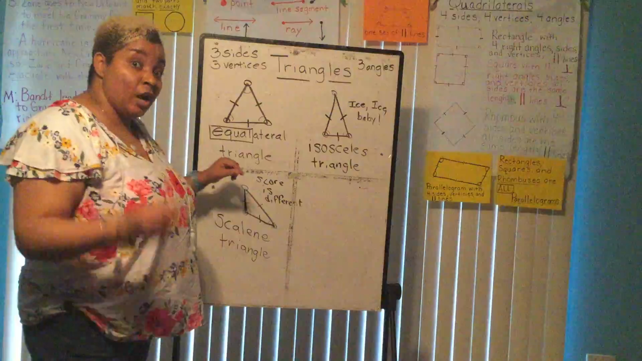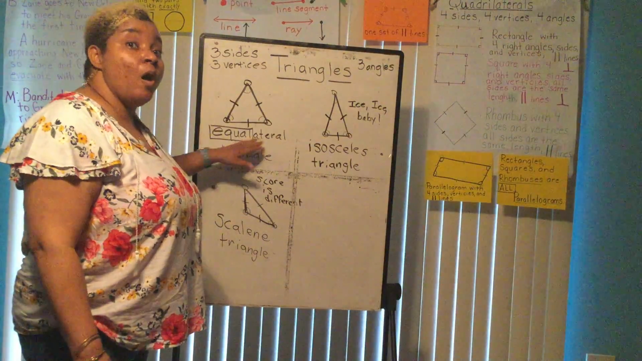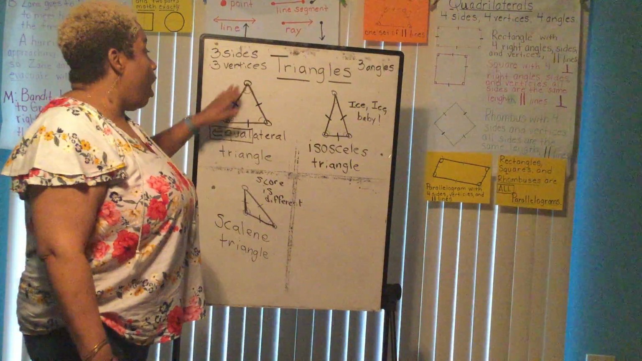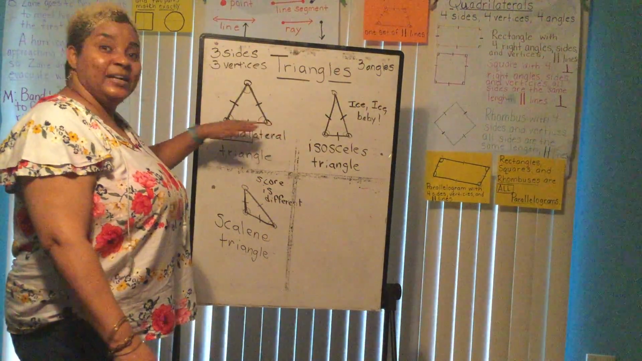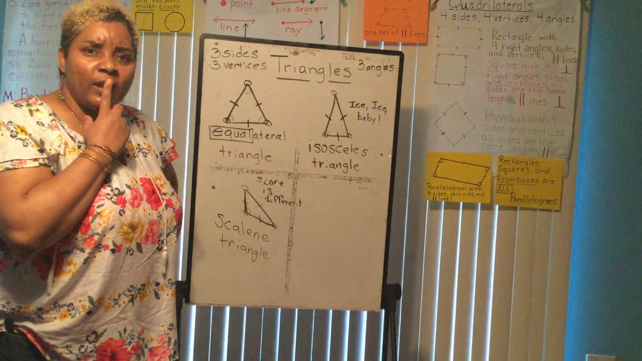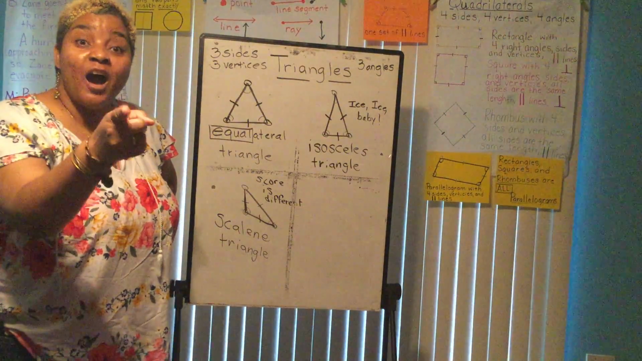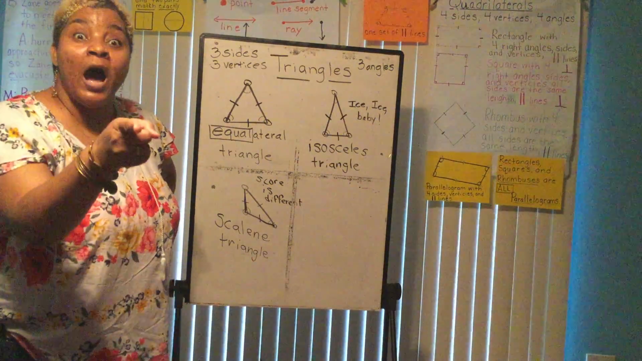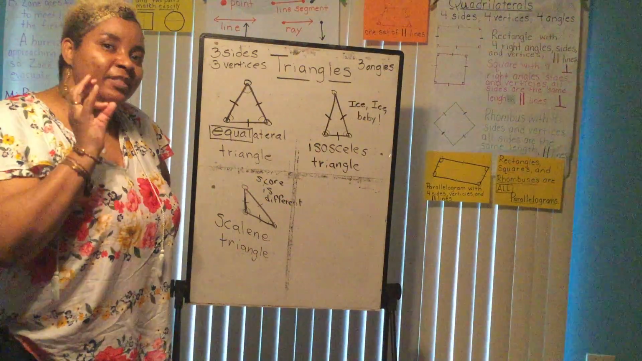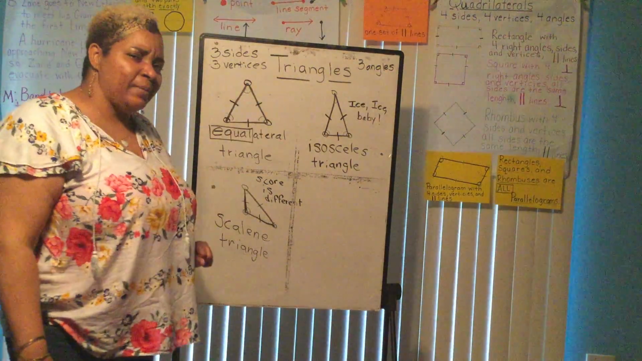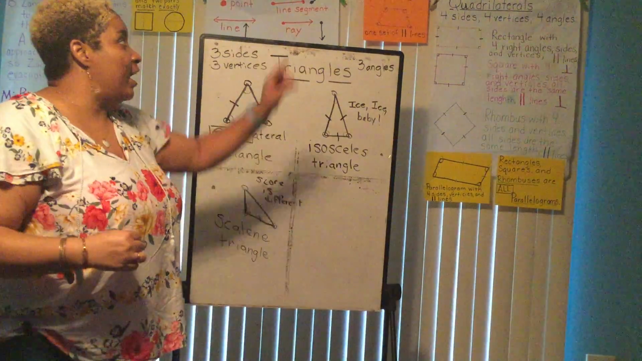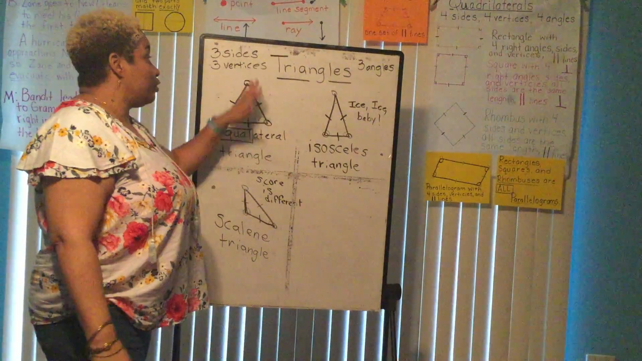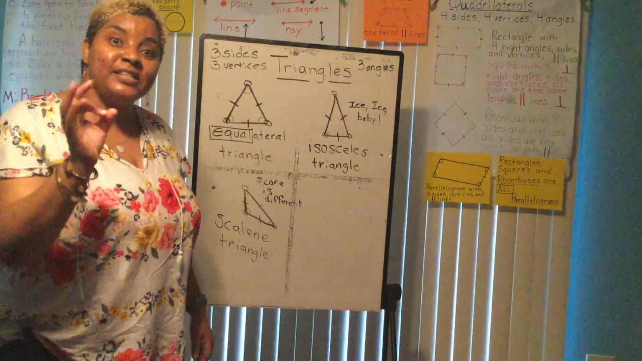Well, the first triangle we talked about, remember, was an equilateral. Say it with me. Equilateral triangle. All the sides are the same. Kind of like what quadrilateral? A square, all the sides are the same, or rhombus, all the sides are the same. But the difference is this triangle has how many sides? 1, 2, 3. And quadrilaterals have what? 1, 2, 3, 4 sides. So an equilateral triangle, all the sides are the same.